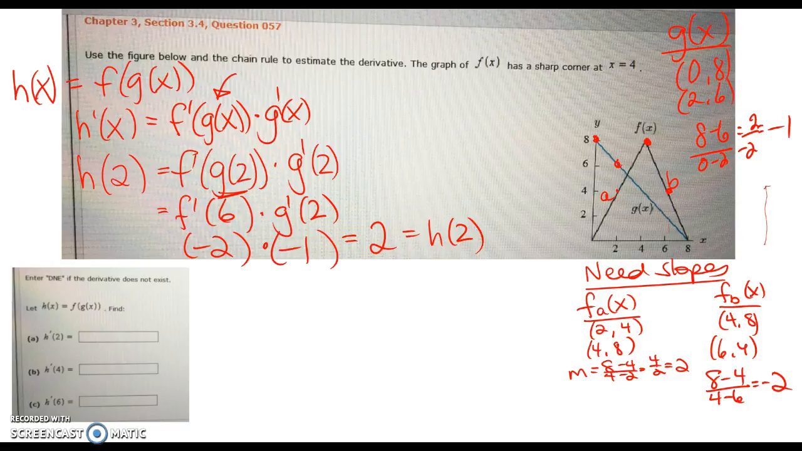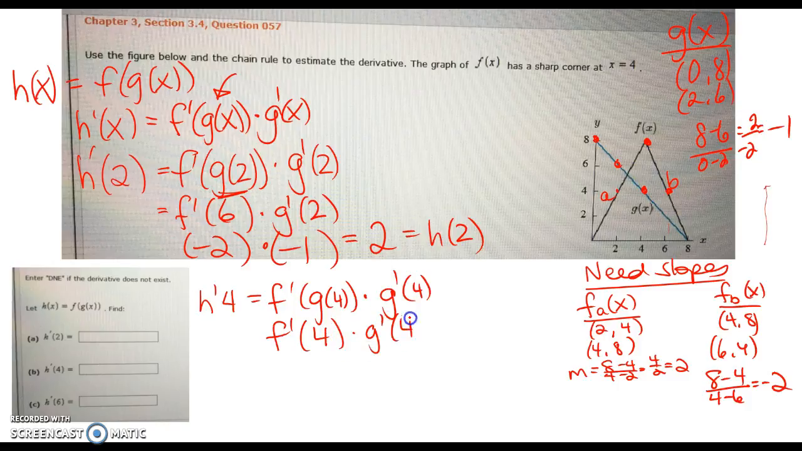Alright? Now we'll do the same thing with h of 4. I'm sorry, that's h prime. So we want h prime of 4 equals f prime of g of 4 times g prime of 4. Now notice, if I look at g of 4, that's actually 4. So f prime of 4 times g prime of 4. F prime of 4, notice it has the sharp corner. F prime of 4 is undefined. So this overall derivative is undefined.